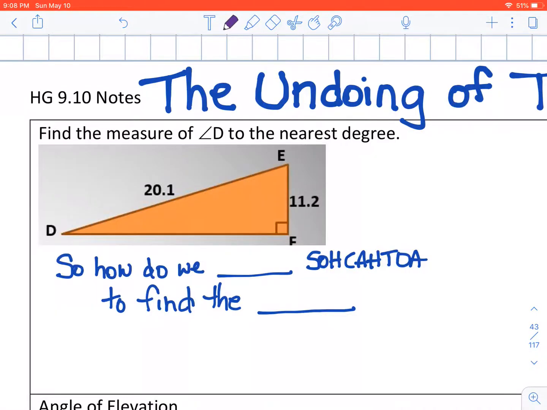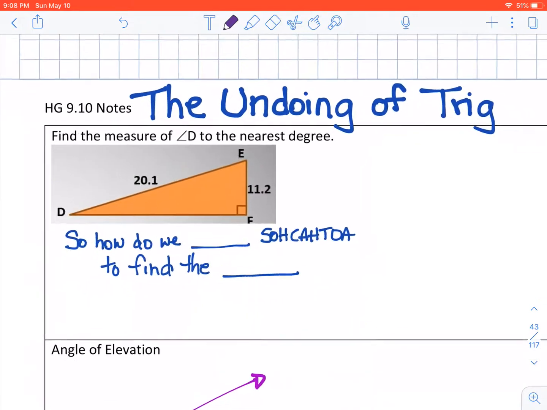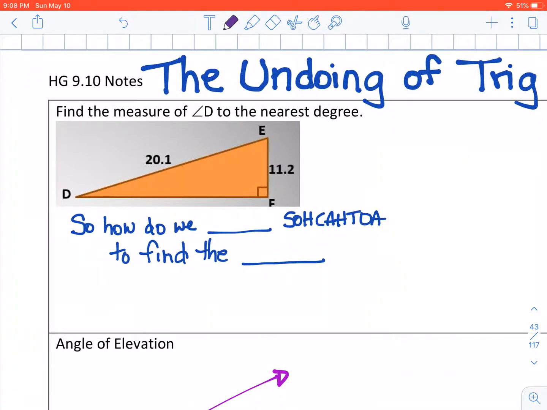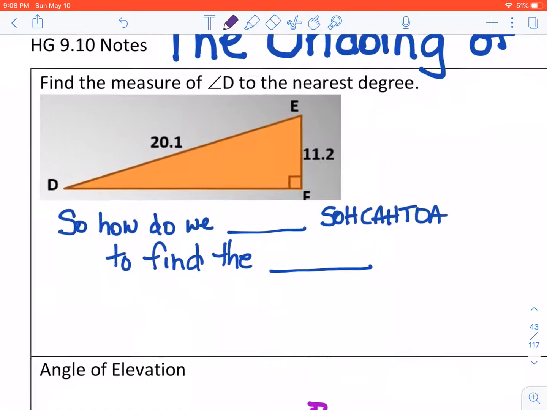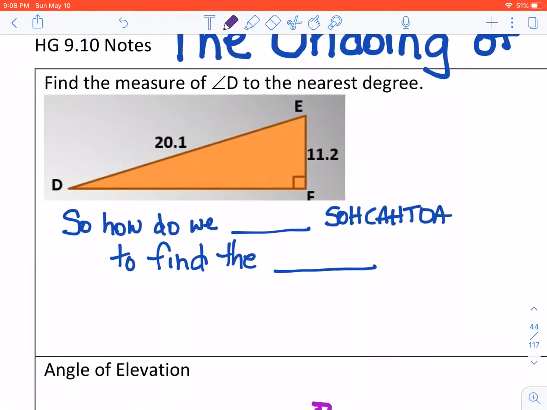Last one in Chapter 9, the undoing of trigonometry. The trickiest thing in this lesson will be that they'll give you sides and you are expected to find the angle. So the big question is, how do we undo SOHCAHTOA to find the angle?